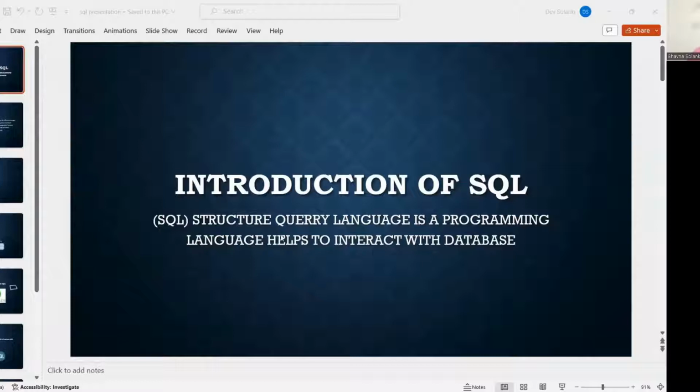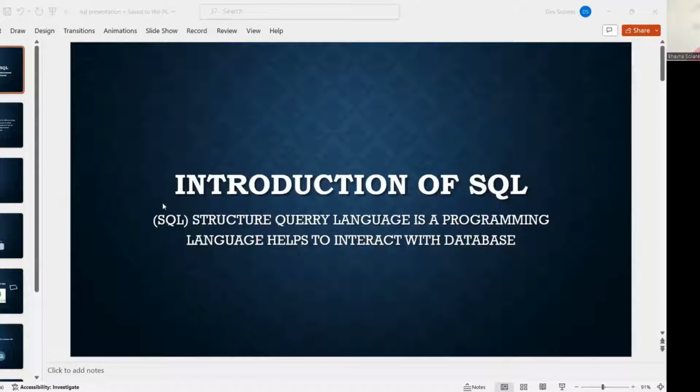SQL is nothing but structured query language. It is a programming language which helps to interact with databases. Let me give you a simple example. In day-to-day life, if we want to interact with each other, we use different languages like Hindi, Marathi, Gujarati, Punjabi. These are the languages we human beings use. But a computer does not understand human languages like Hindi, Marathi, Gujarati. Computer only understands programming languages such as Python, PHP, C++.